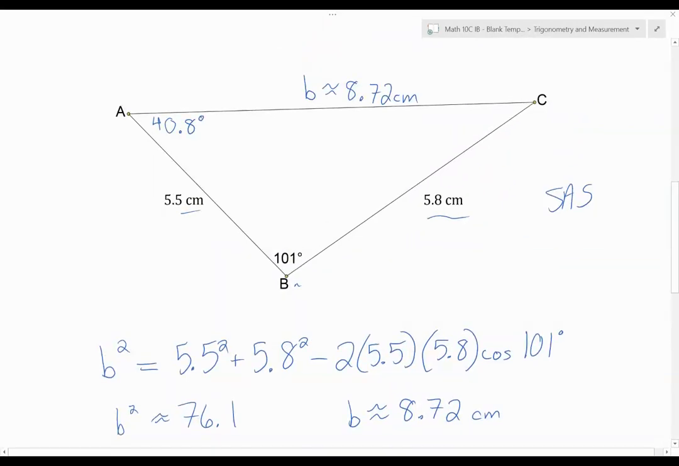Now to find angle C, I could do the cosine law again. I could do the sine law if I wanted to, but the easiest way to do it would simply be to subtract the angles from 180. So 180 minus 101 minus this 40.8 that I just found.